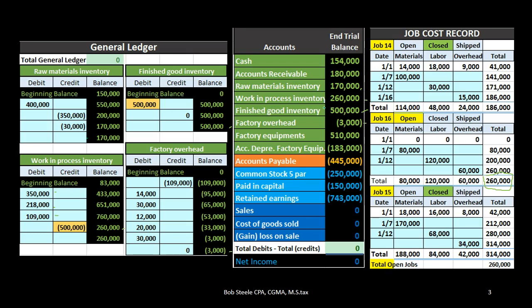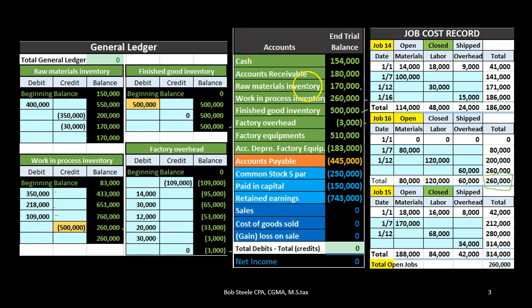Reason we need to do this is because the jobs are not similar in nature, and therefore when we transfer those goods from the work in process to finished goods, and from finished goods to ultimately to expensing it to cost of goods sold, we need to know which costs are going to be transferred, and in order to do that, we're going to apply the costs out per job.